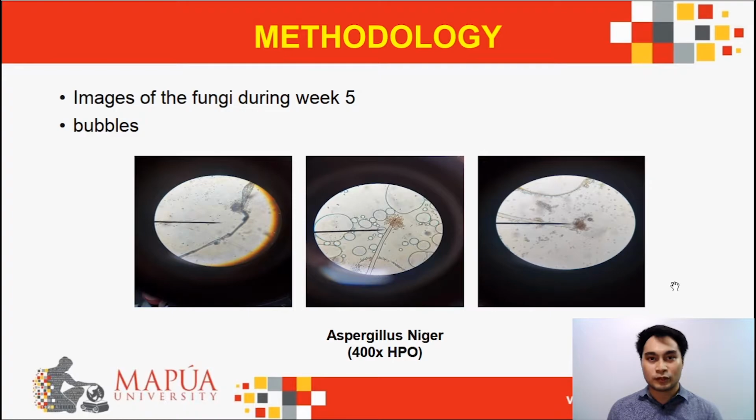Here is an example of microscopic images. A 5-week-old microscopic image, 5-week-old fungi in a microscopic view. The images have bubbles, so Miss Tracy said that it still needs time, let's say 2 weeks to grow, to finally have fully grown cultured fungi.